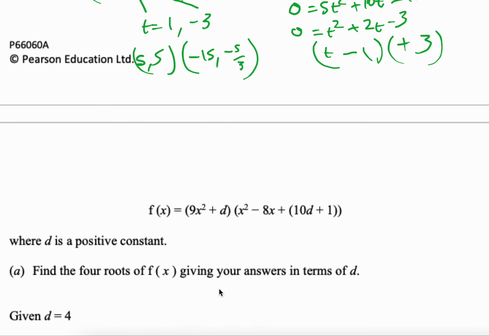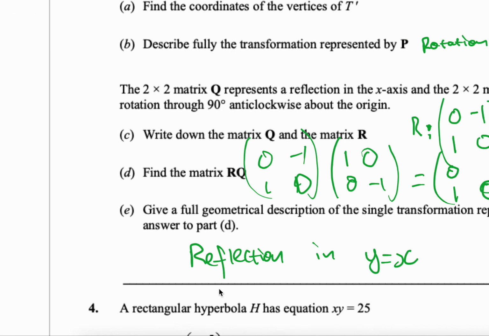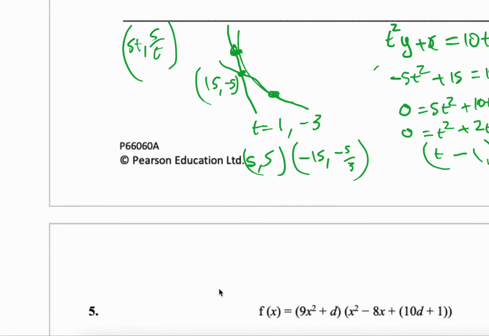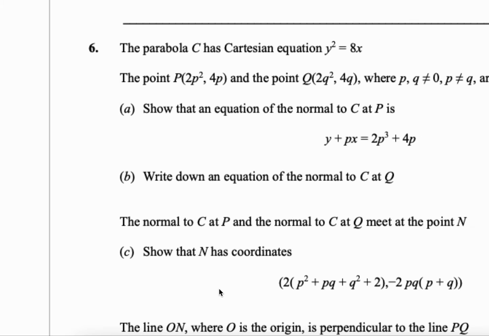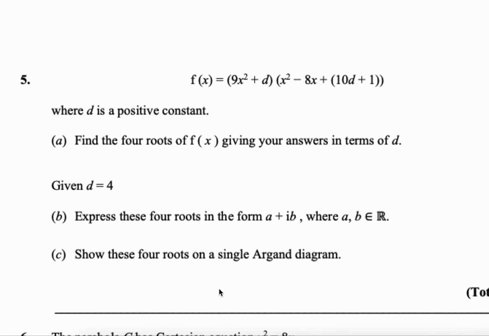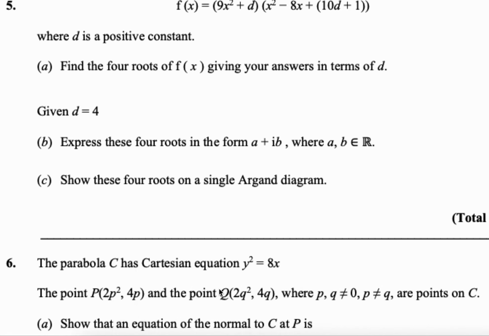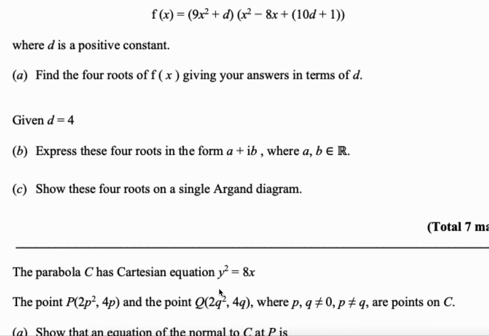Okay, let's move on. What question was this? 4. How many questions? 7? 8? 10? 8 questions. So wait, that was question 4? Yeah. Oh yeah, we did 4 questions.